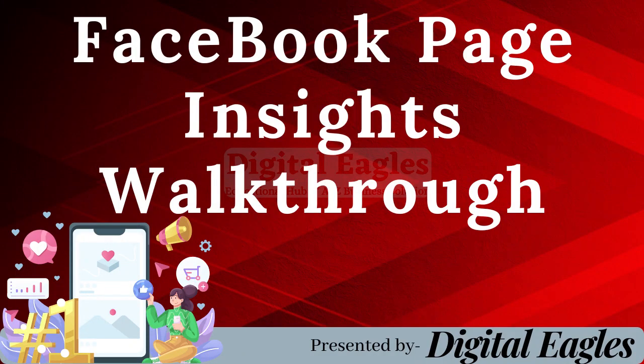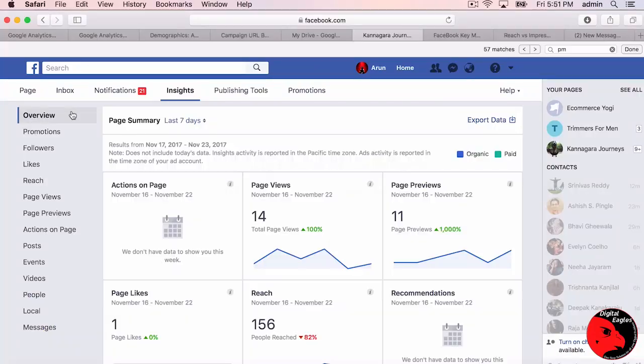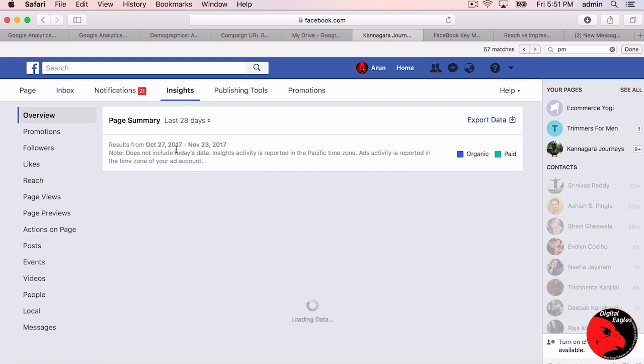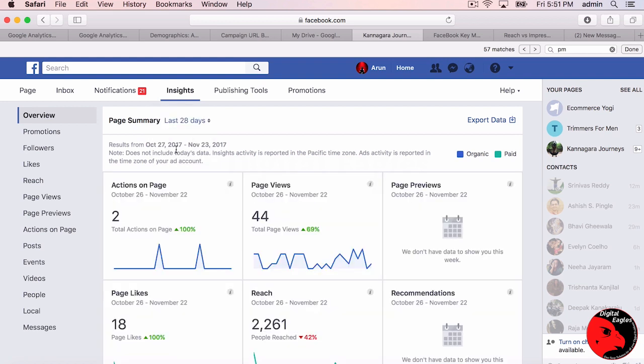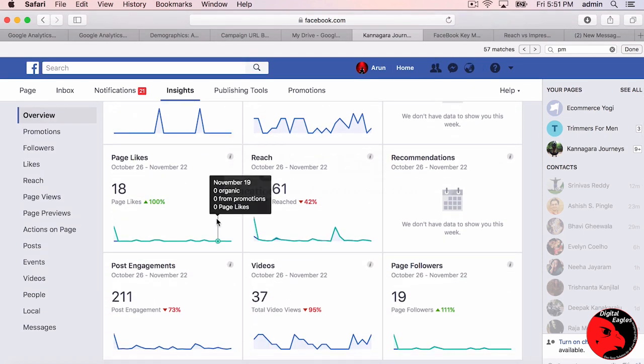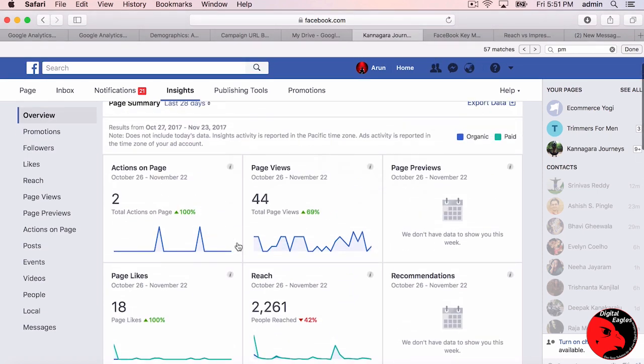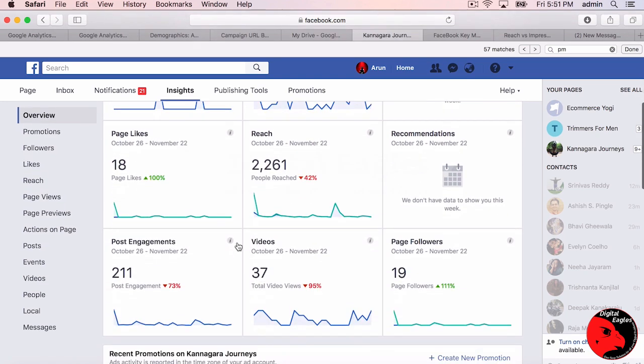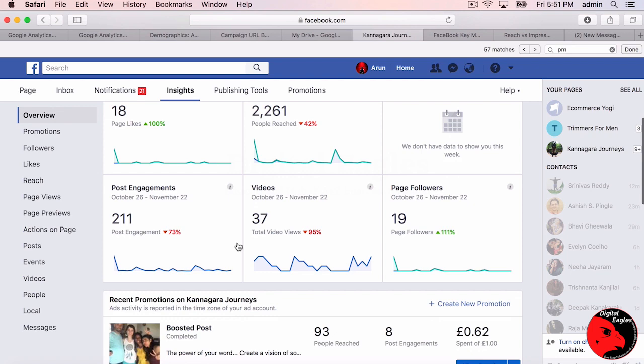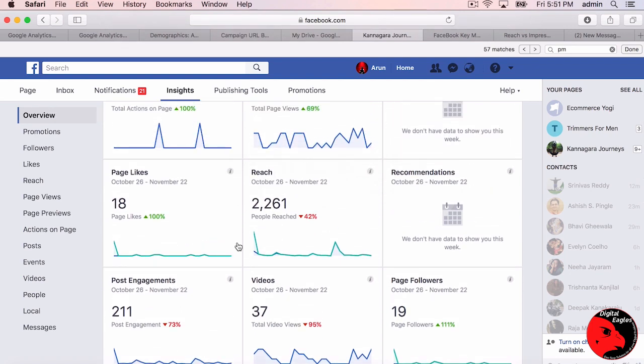I'm currently logged into my Facebook analytics, and as you can see, this is a page which I selected, which I am going to show you how to find out the best metrics for Facebook. And this is the graph which Facebook shows. It gives you a lot of numbers: actions on page, views, recommendations, reach, videos, page followers, post engagement, and all that.